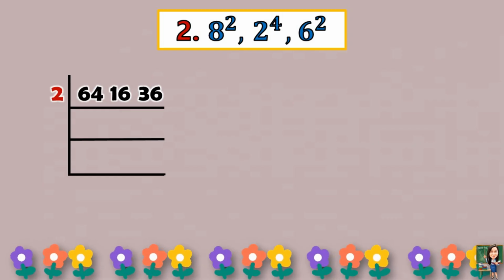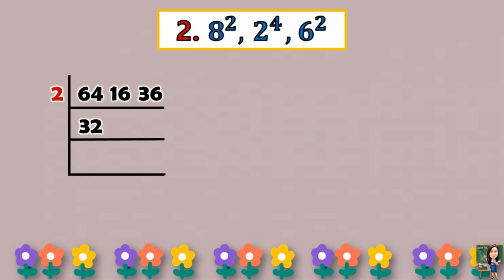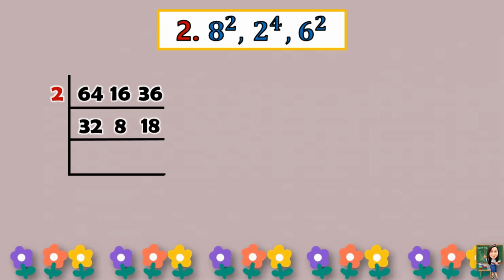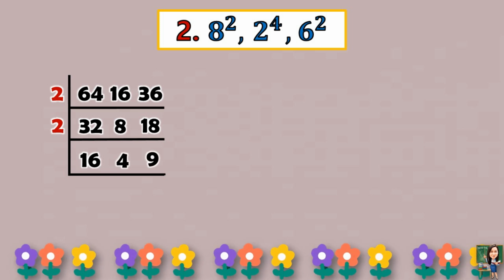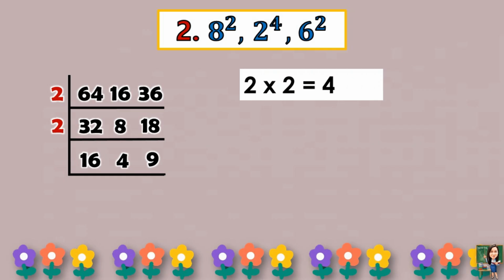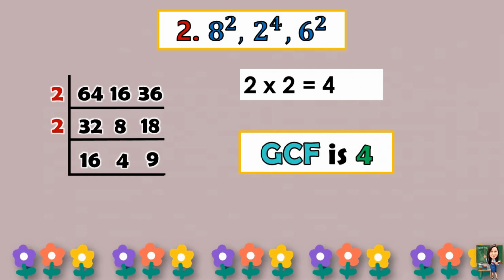64 divided by 2 is 32. 16 divided by 2 is 8. 36 divided by 2 is 18. So 32, 8, and 18 are divisible by 2. 32 divided by 2 is 16. 8 divided by 2 is 4. 18 divided by 2 is 9. 2 times 2 equals 4, so the greatest common factor is 4.